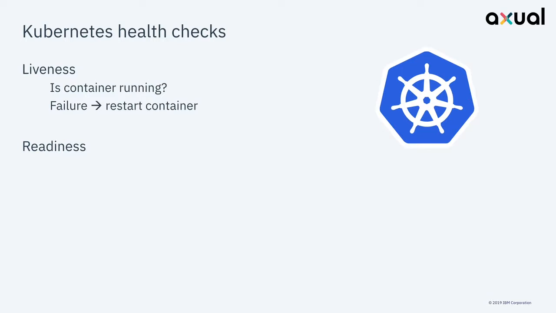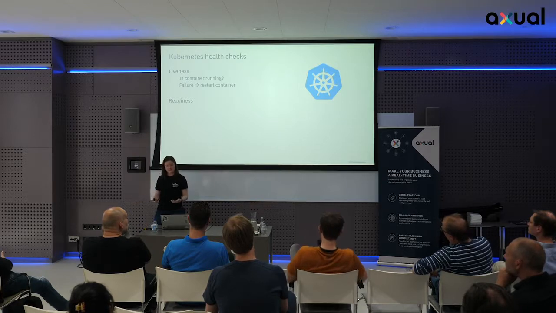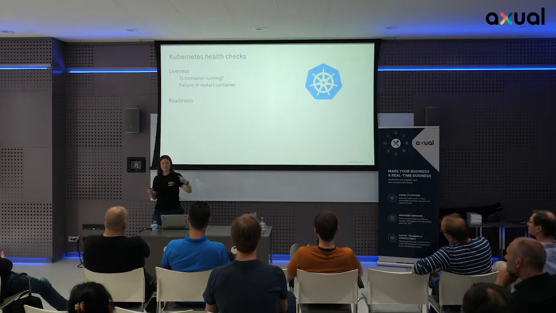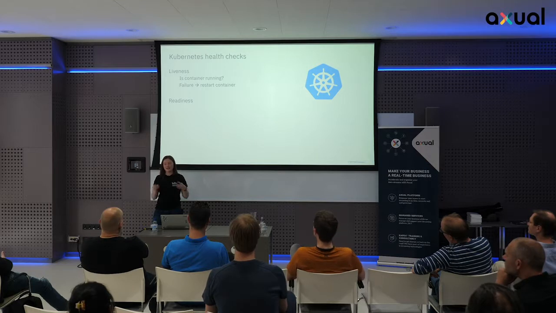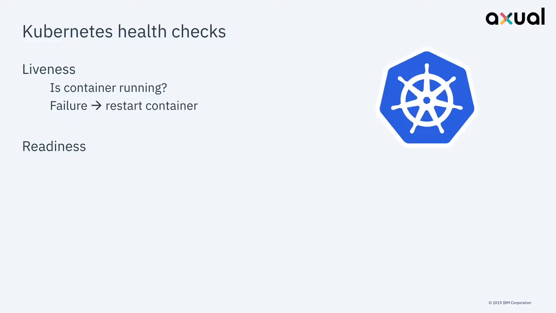So liveness is really a question of, is the container running? Is my app functioning at all? The key piece here is that if your liveness check is failing, Kubernetes will take some action, and what it will do is restart your container. So if you don't have your liveness check configured correctly, Kubernetes will just keep restarting your containers pretty much forever. It will back off slowly and wait a bit longer before it does the restart, but this is a key one to get right.